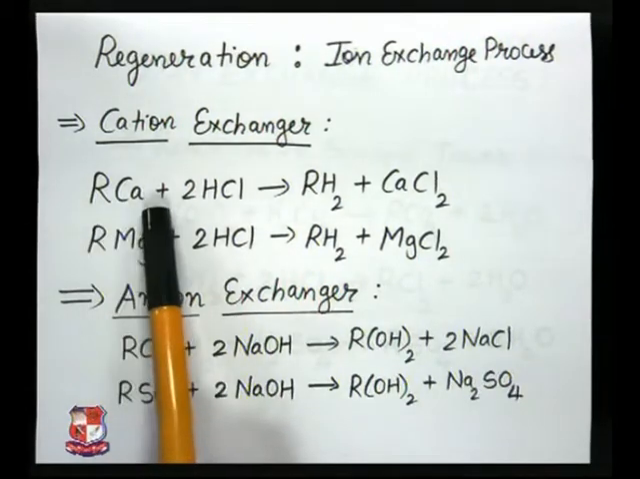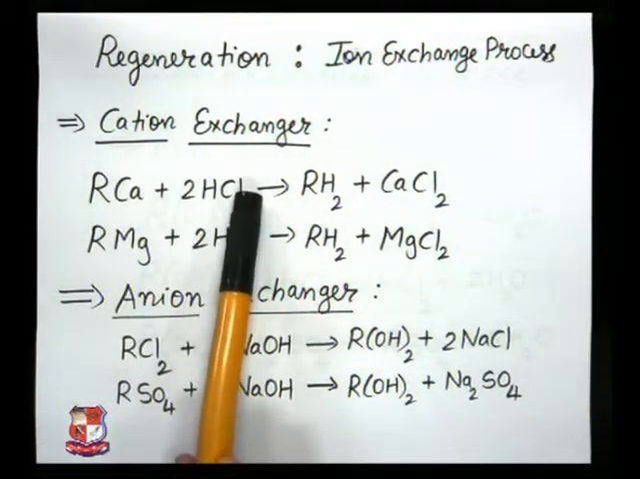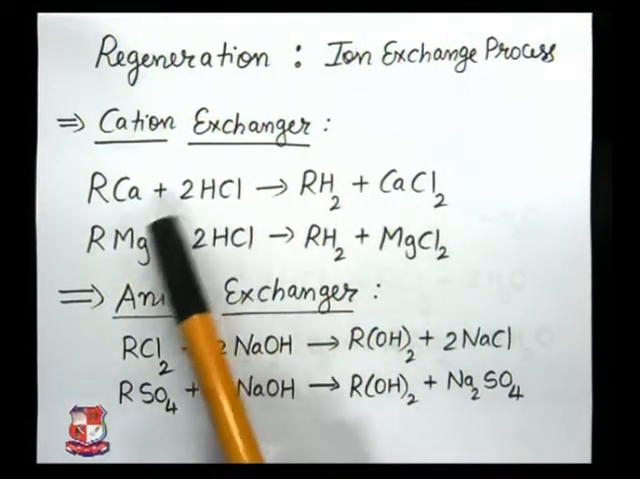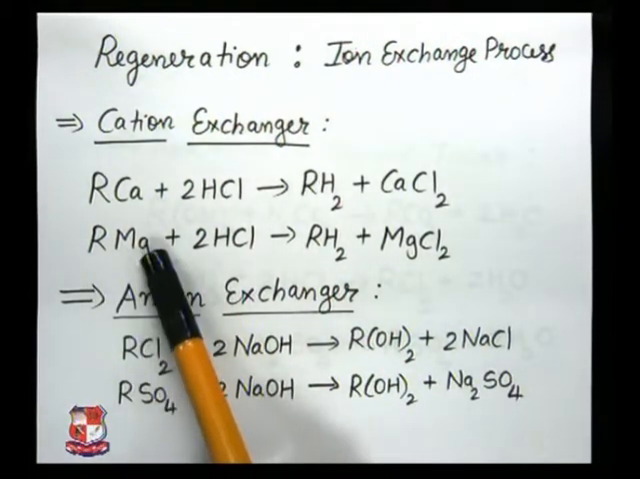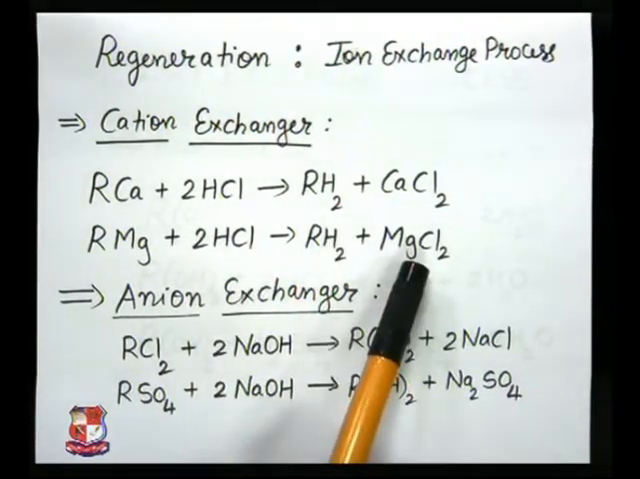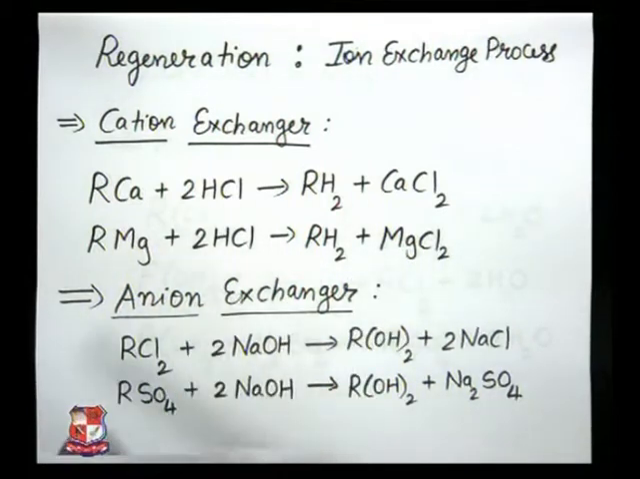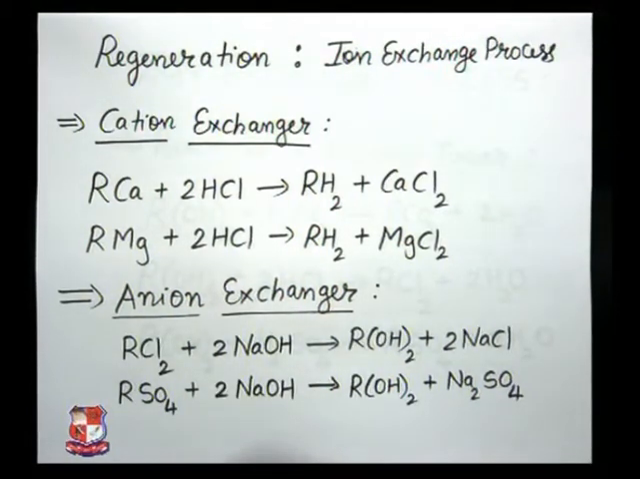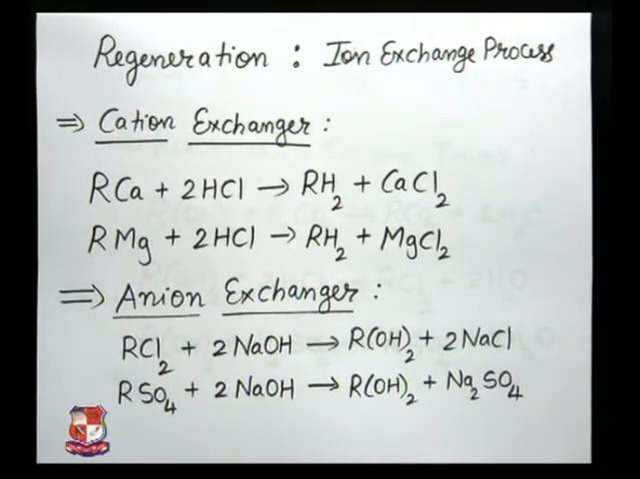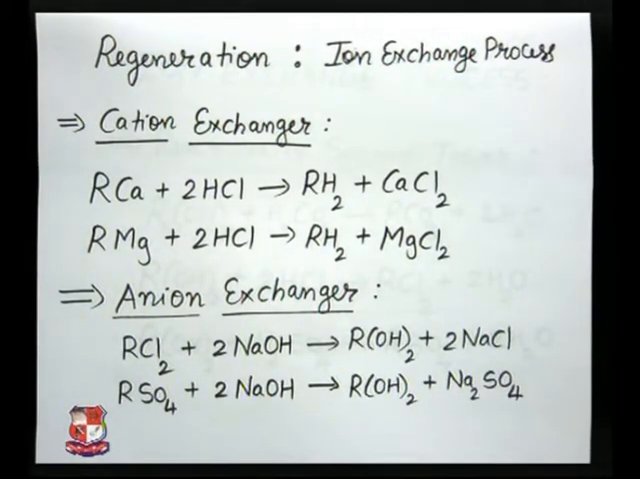So we have RCa plus 2 times HCl, that is going to give RH2 plus CaCl2. In the same way, you have RMg plus 2 times HCl, that is going to give RH2 plus MgCl2. This one has to be kept in mind. Similarly, let us try to understand how we can regenerate the anion exchanger resin.